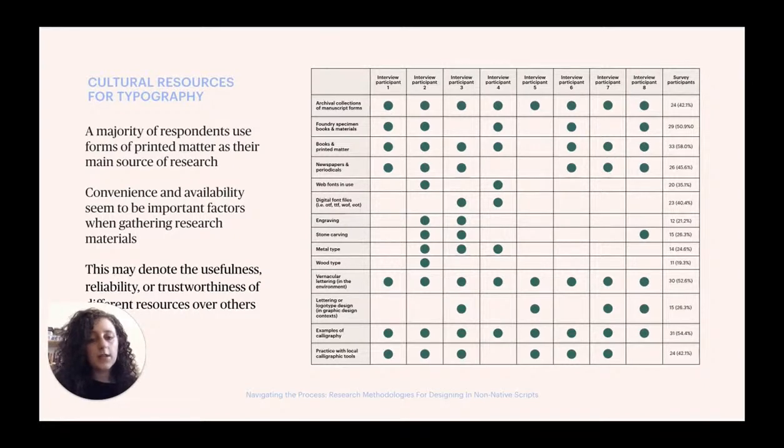Next, this chart illustrates the type of resources participants used during their research in both the interview and survey results. The majority of respondents used forms of printed matter as their main source of research material, and you can see the least used forms of research materials are things like stone carvings, metal type or wood type. This can suggest that convenience and availability are important factors when gathering materials, but may also denote the reliability or trustworthiness of different sources over others.